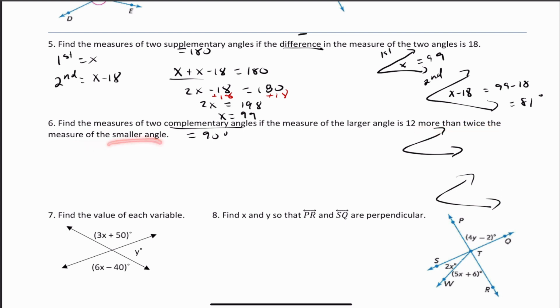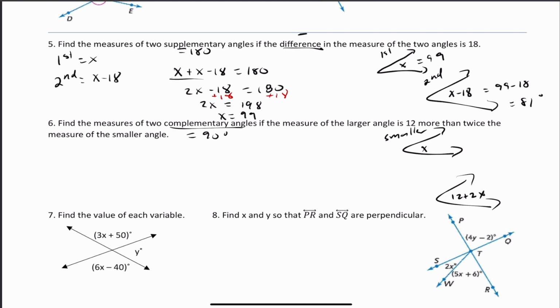So do I really know what the smaller angle is? No, I don't. So I'm just going to call that x. It's unknown, so we use x to represent the unknown. So this is my smaller angle, x. And then this larger angle is 12 more than twice the measure of the smaller angle. So I'm going to call that 12 plus 2 times x, 12 plus 2 times the measure of the smaller angle, which we represent as x.